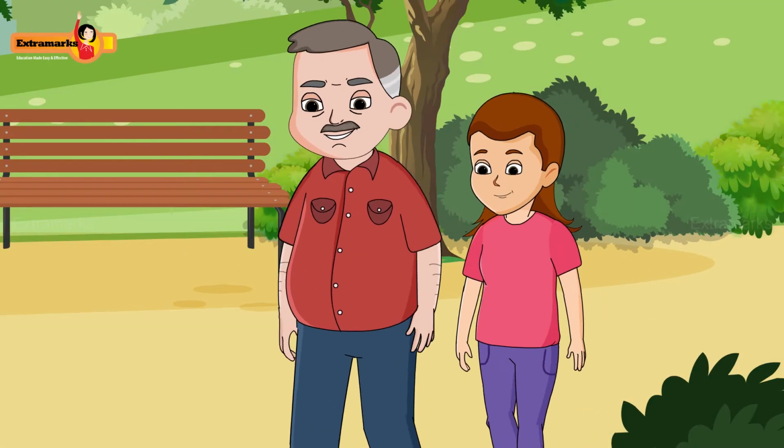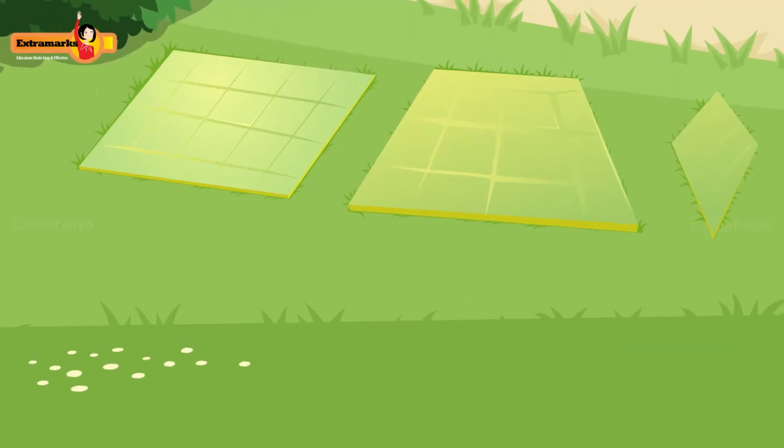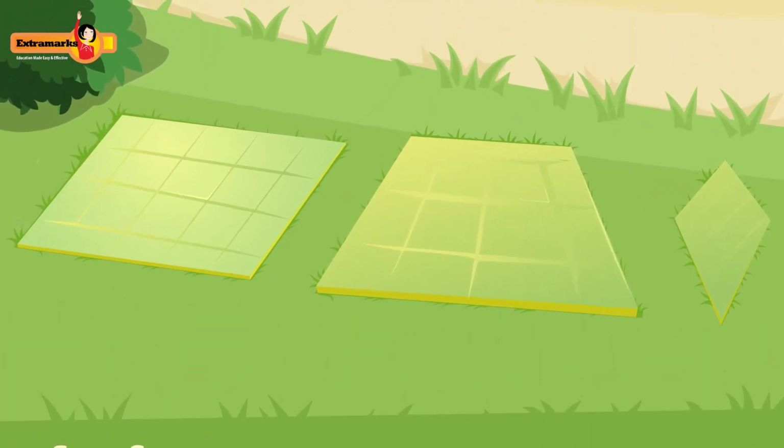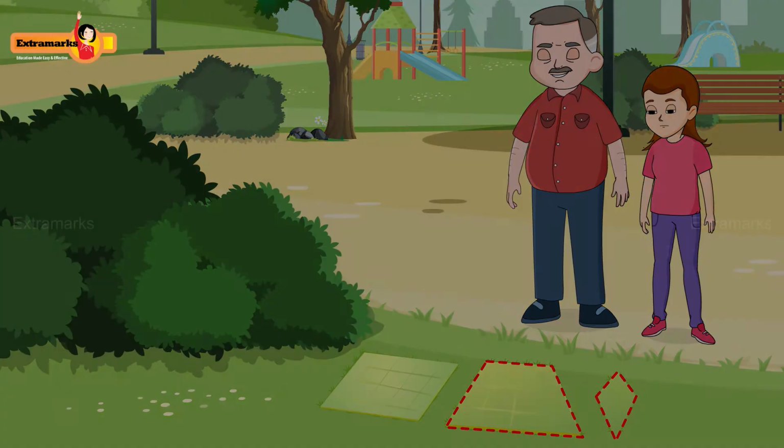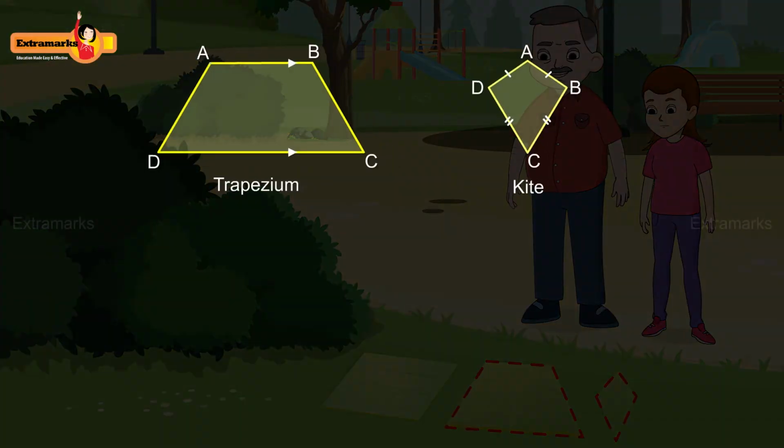Jenny is jogging in a park with her father. She observes some quadrilateral-like shapes in the park, but she is unable to identify one such shape. This is because she is aware only of quadrilaterals such as trapezium and kite and their respective properties.